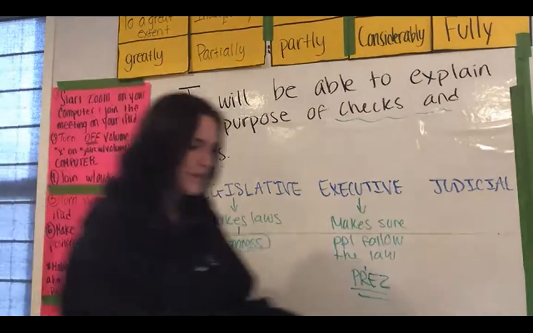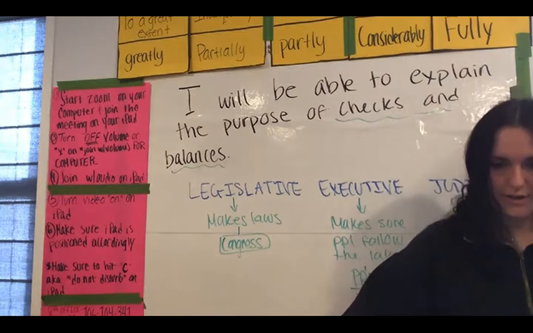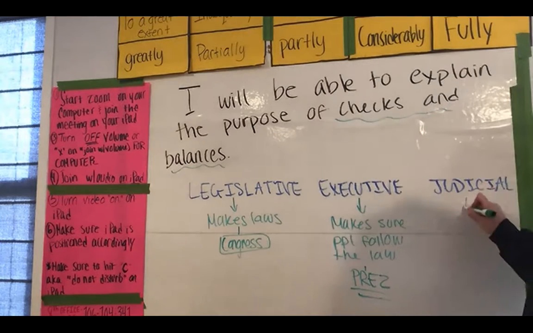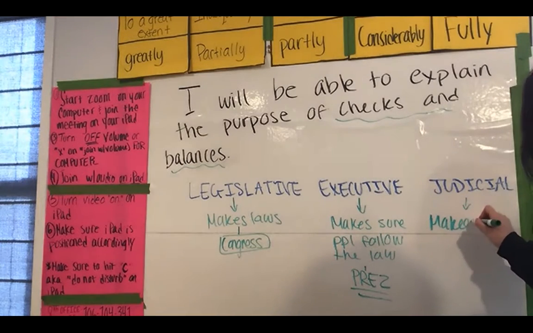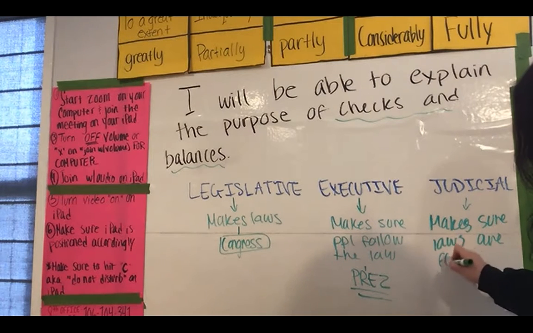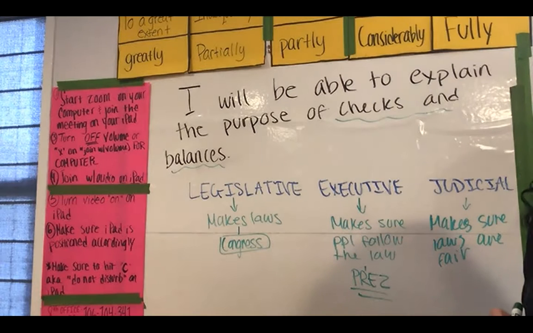Last branch. Our last branch that we study is the judicial. The judicial makes sure laws are fair. The main group in the judicial branch is the Supreme Court.